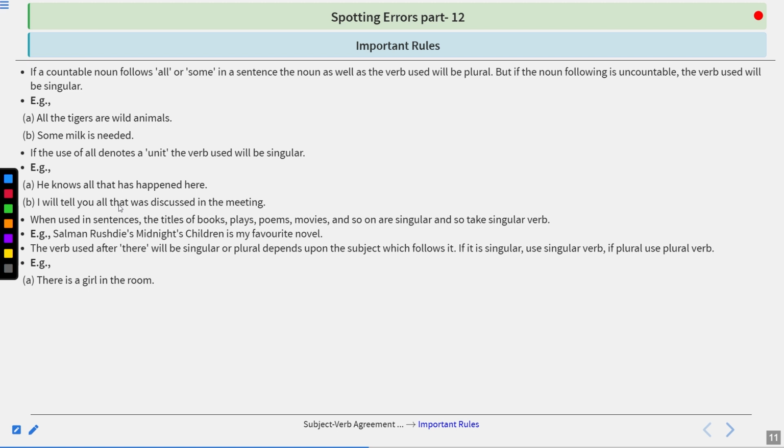So we won't use the verb according to there, because there is not a subject. There is a dummy subject, you can say, or an introductory subject. It is used just to introduce the subject. The real subject follows it. There are 10 students in the class. According to 10 students, we will use the verb, which is are.